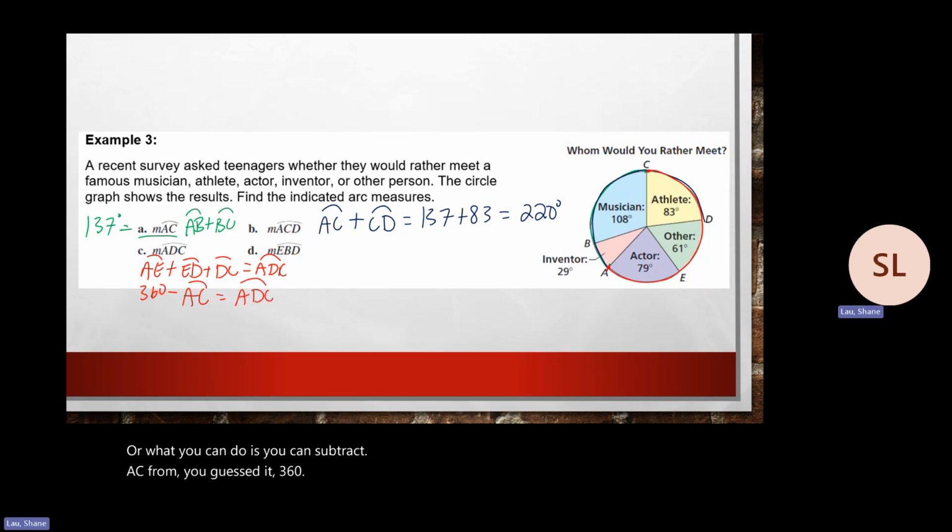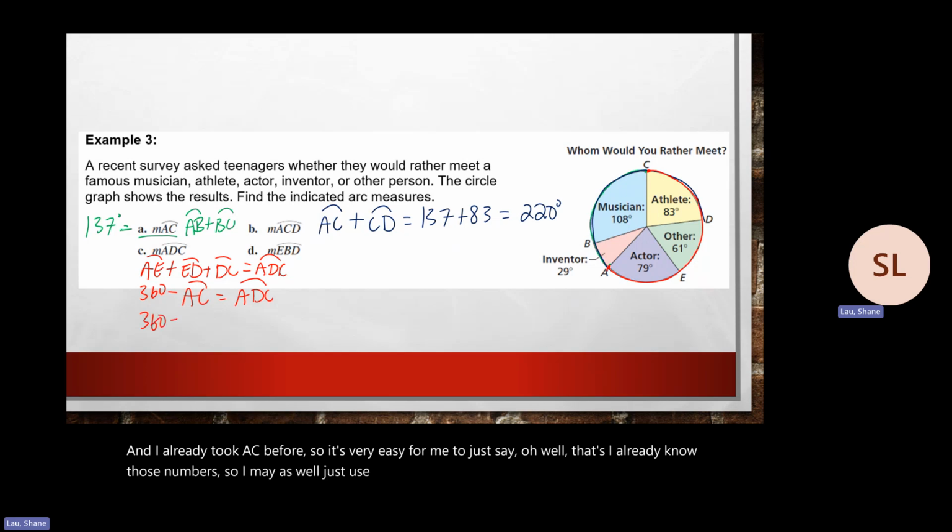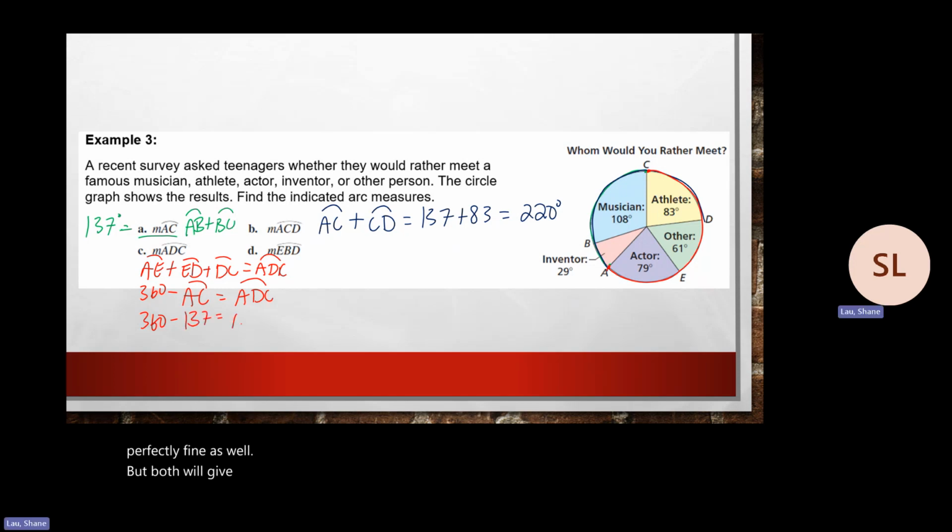Okay, if you're a little puzzled on this, realize that this is the entire part that I want. Everything on the right hand side, so the actor, other, and athlete, that's all I want on the right hand side as part of my arc. And I already took AC before. So it's very easy for me to just say, oh, well, I already know those numbers, so I may as well just use the numbers. But of course, you can just add them. That's perfectly fine as well. But both will give you the same exact answer.